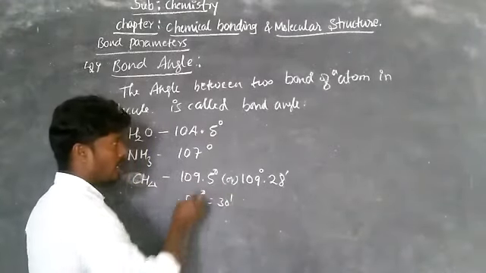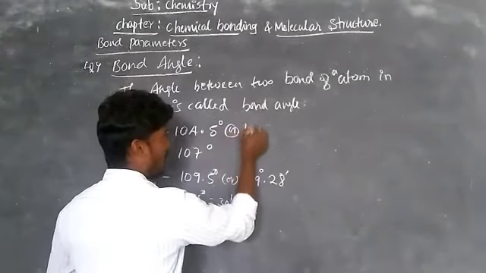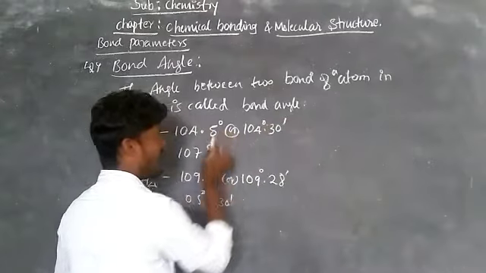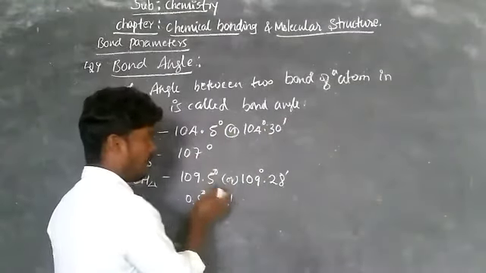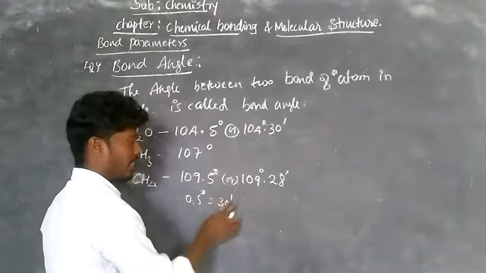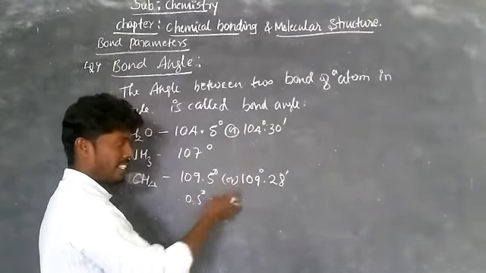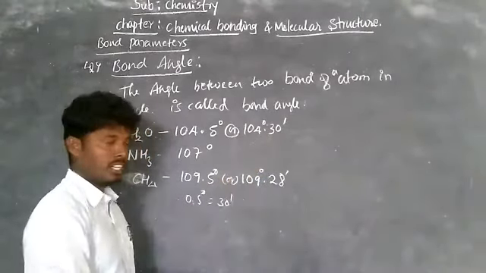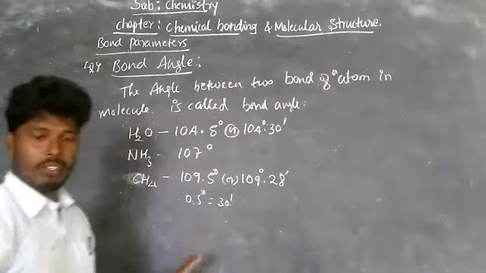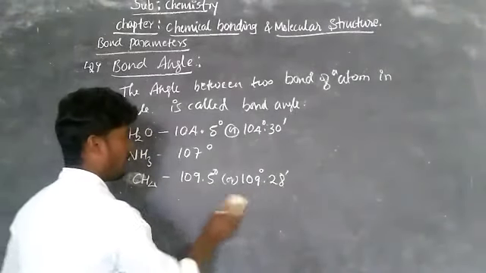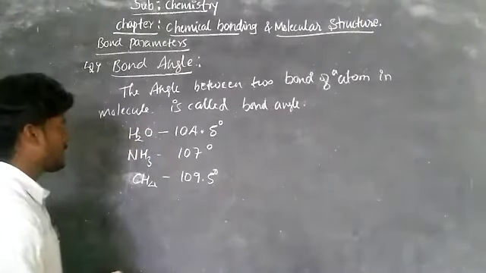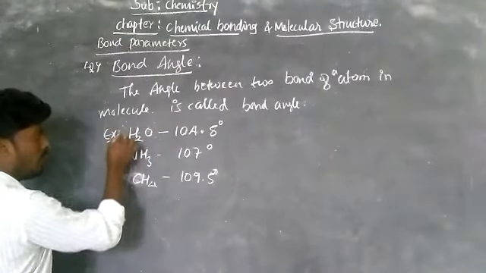Here also you can write 104 degrees 30 minutes. 0.5 degree is nearly equal to 30 minutes, so that is why we write it like that. Okay, don't get confused, just remember in degrees only. So this is the example of the bond angle in a molecule.